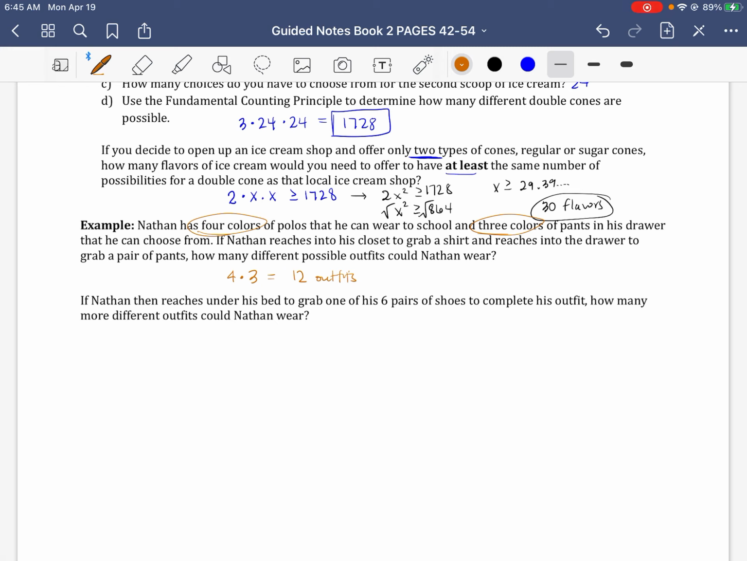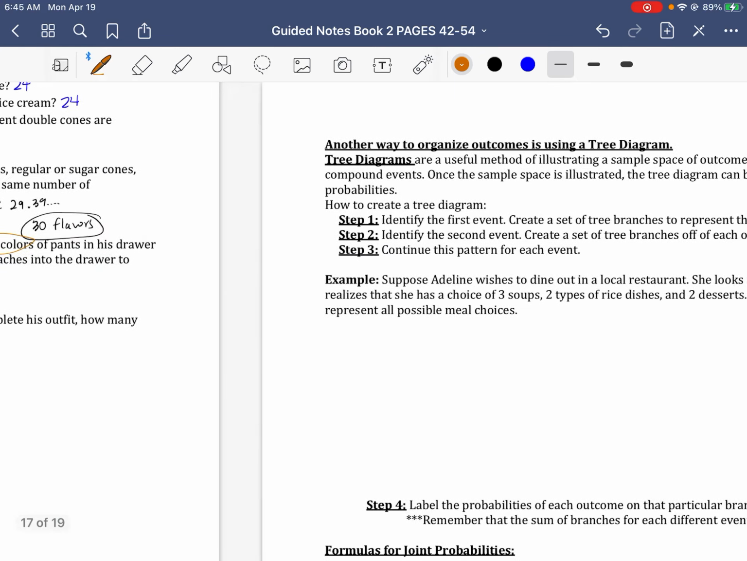Now it says if he then reaches under his bed to grab one of his 6 pairs of shoes, how many more outfits could he wear? Well, if we take that 12 outfits and then combine it with shoes, we're going to end up with 72 outfits. So that changes things, right? Okay, so that's the fundamental counting principle.